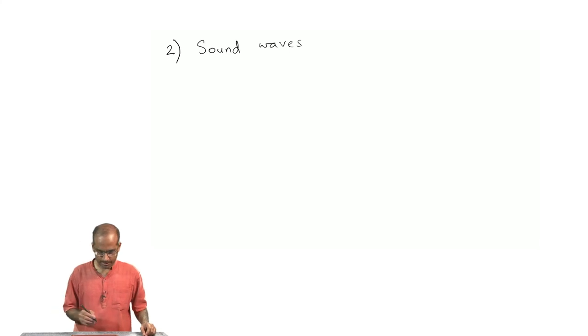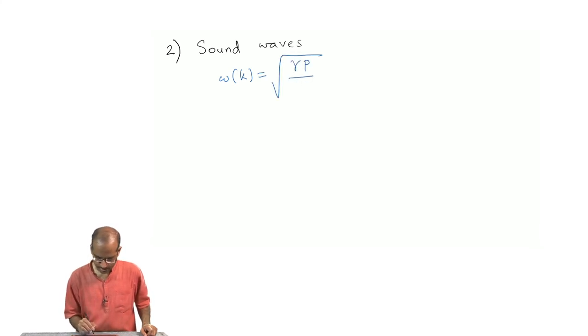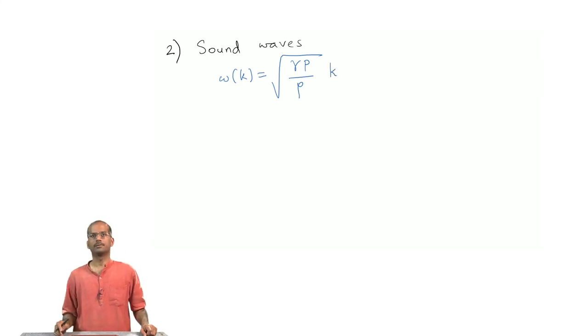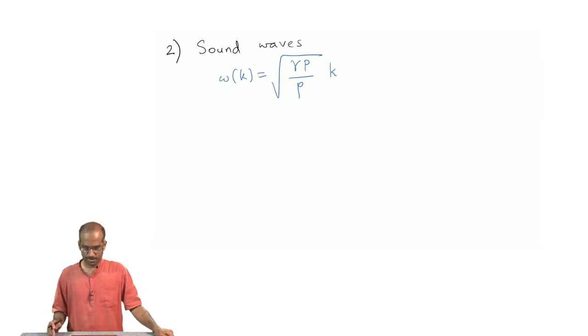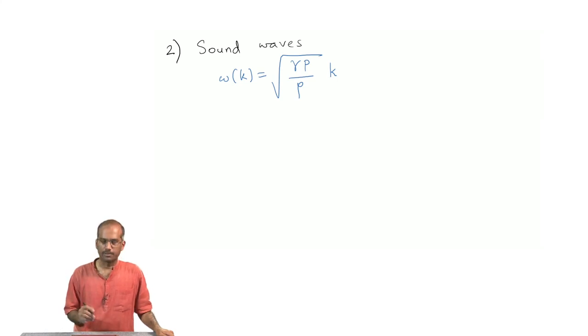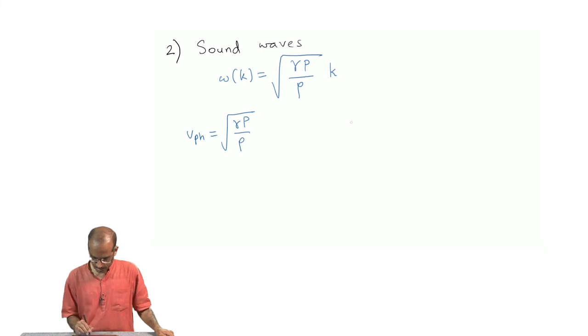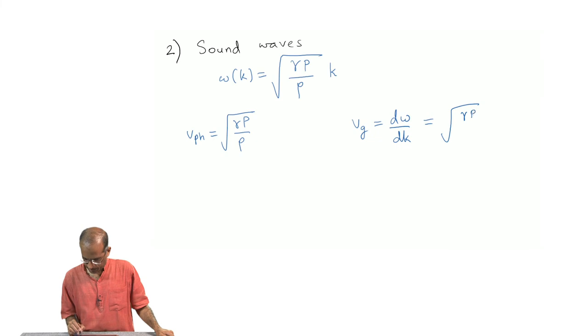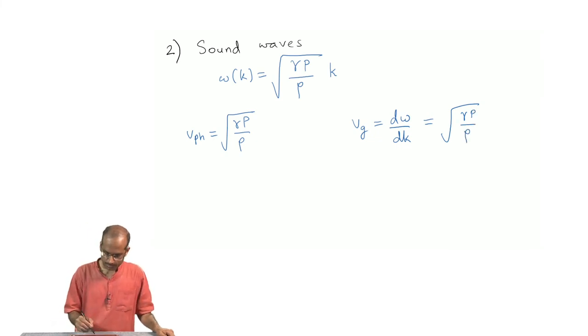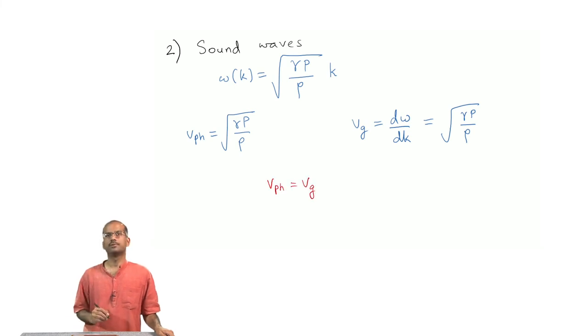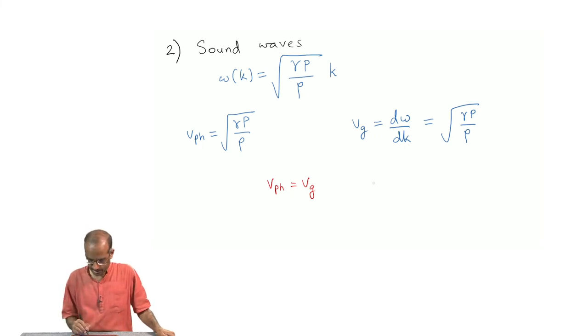Let us look at a second example, sound waves at standard temperature and pressure, let us say, and also in the audible range. Here the dispersion relation is omega of k is equal to root of gamma p by rho times k. p is the pressure, rho is the density of the gas, and gamma is the ratio of specific heat capacities. Now, again I can calculate what the phase and the group velocities are. The phase velocity is simply root of gamma p by rho, and group velocity, which is d omega by dk, would also be equal to root of gamma p by rho. So, again we have a case where the group velocity is equal to the phase velocity, and again there is no dispersion.